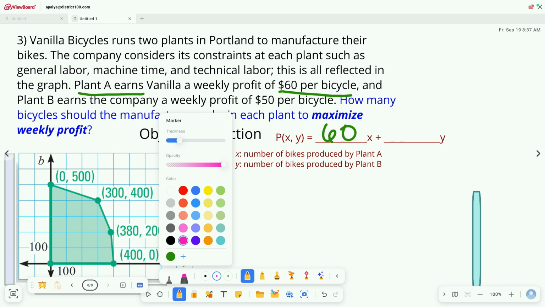Yeah. Is it not on yours? It might be covered up by a box. Okay. So you can write that in.